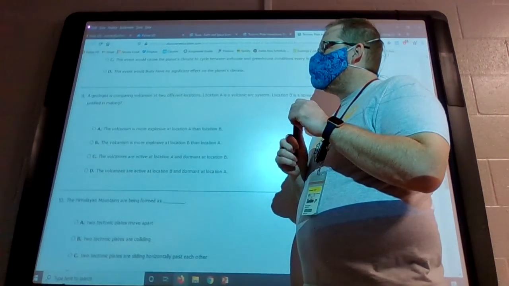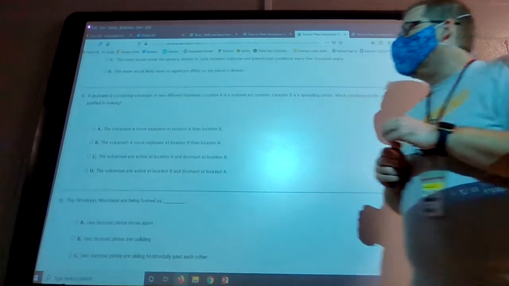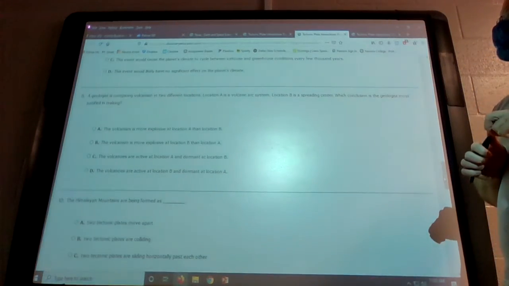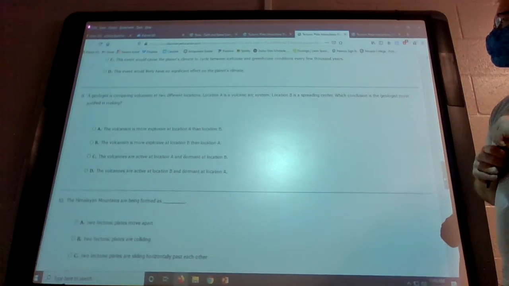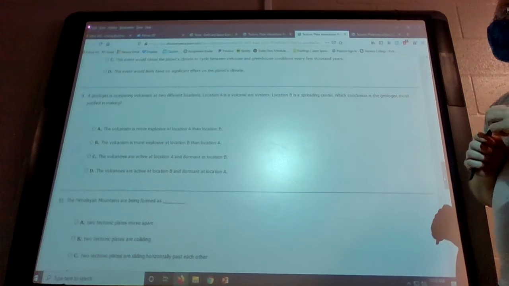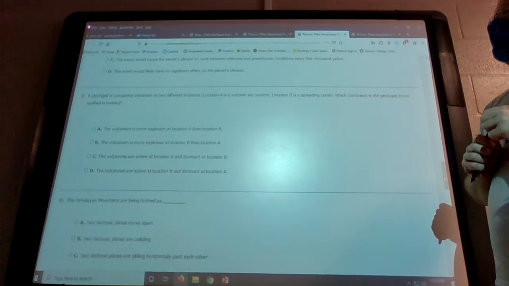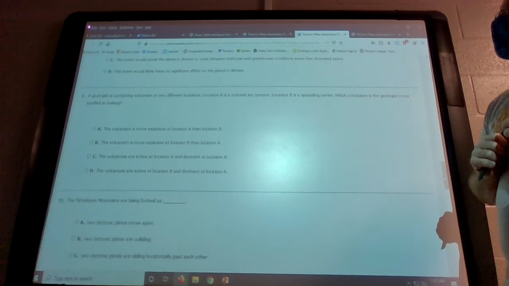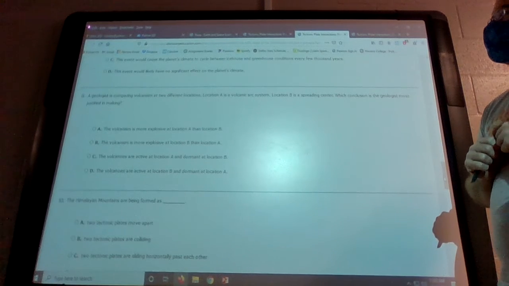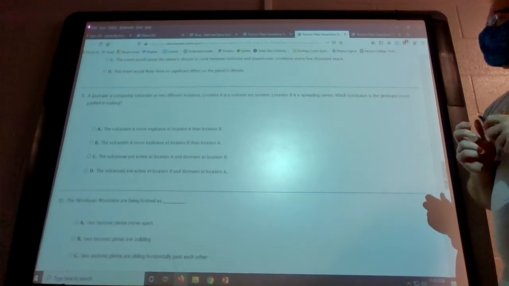Number 9, a geologist is comparing volcanism at 2 different locations. Location A is a volcanic arc system. Location B is a spreading center. Which conclusion is the geologist most justified in making? Comparing volcanism at 2 different locations. So volcanic arc, spreading center.